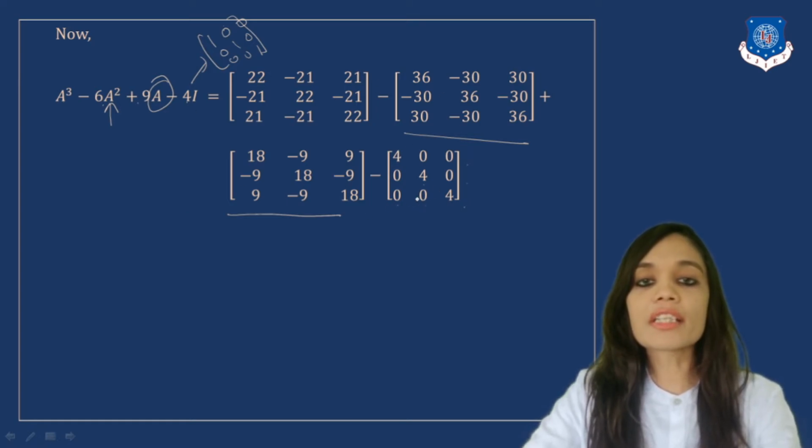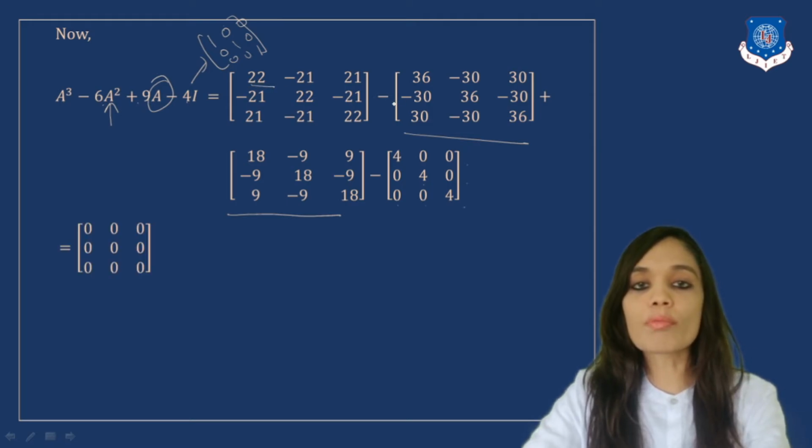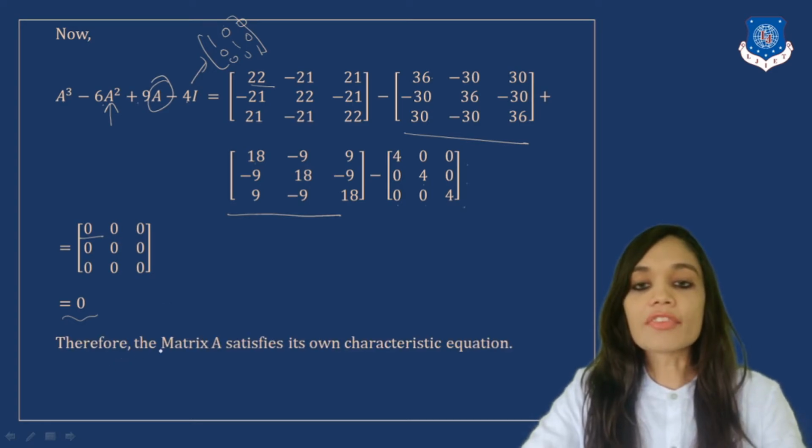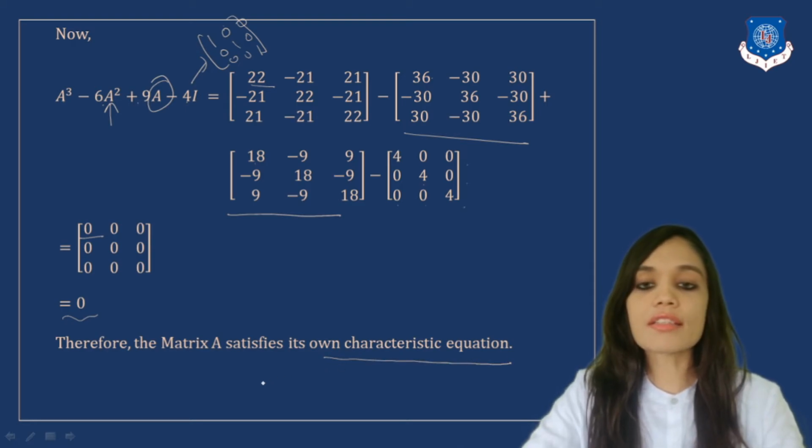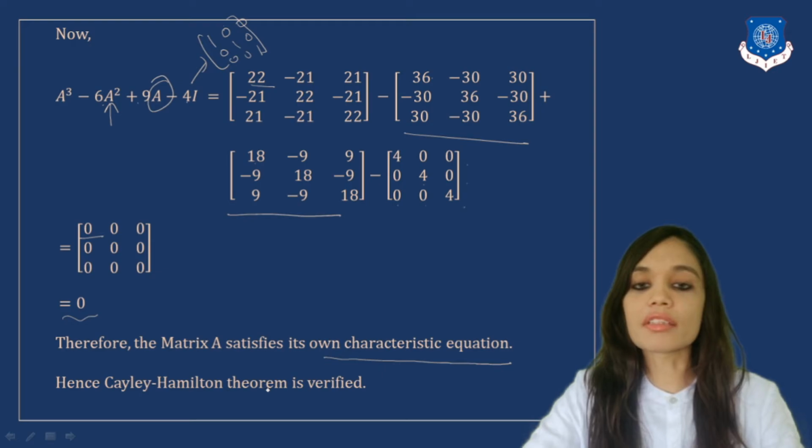Now simplify these three matrices by adding them. So we will get 22 minus 36 plus 18 minus 4. So the answer will be 0. Similarly, simplify all the terms of the matrices. So you will get the answer as a 0 matrix, right? So finally, what we have derived is that the matrix A satisfies its own characteristic equation. Hence, our Cayley-Hamilton theorem is verified.